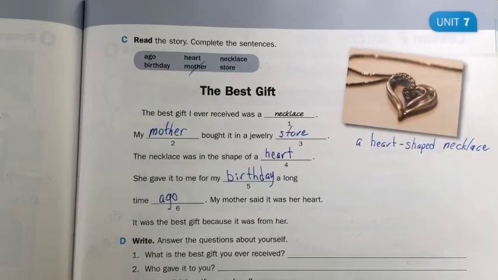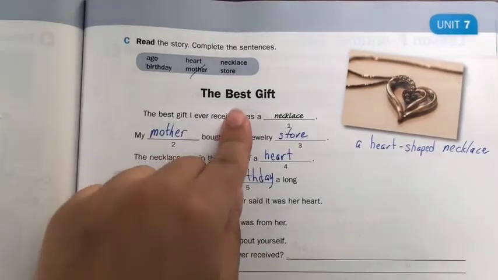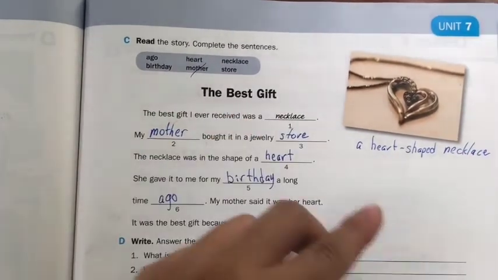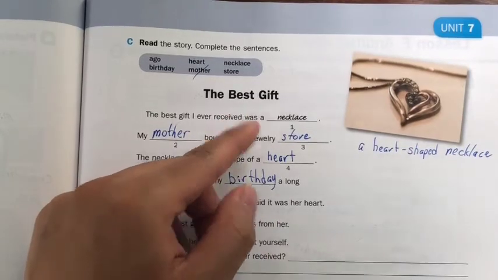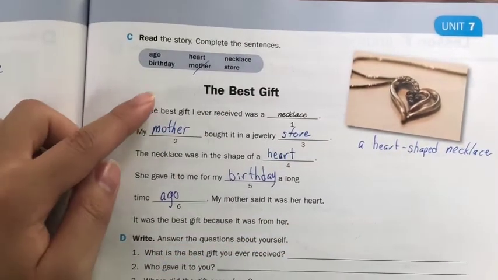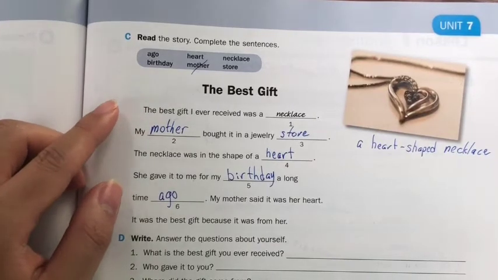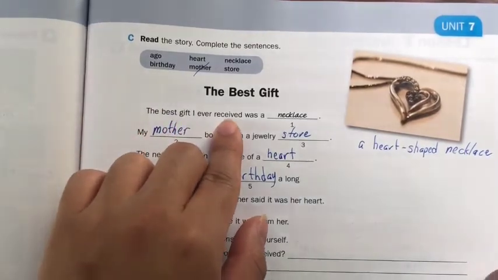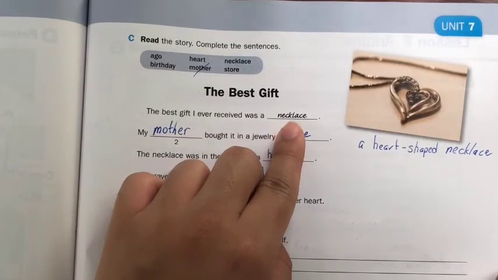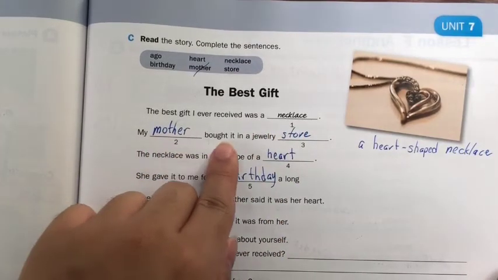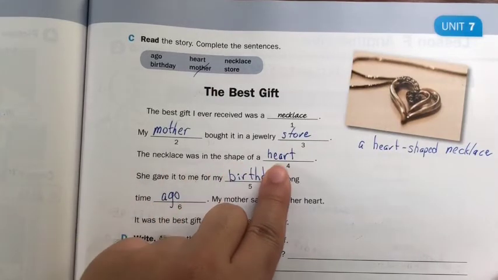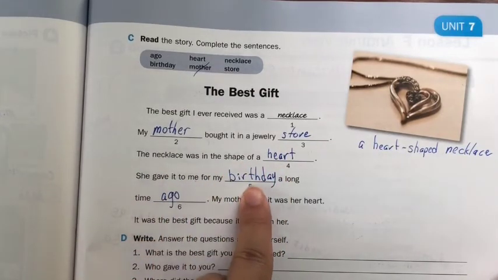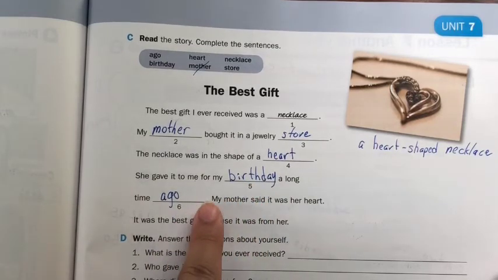Okay, now the last thing I want to talk about is the superlatives in a story. Remember, superlatives are when we have 3 or more things. So this is the story about the best gift. The best gift I ever received was a necklace. My mother bought it in a jewelry store. The necklace was in the shape of a heart. She gave it to me on my birthday a long time ago. My mother said it was her heart.